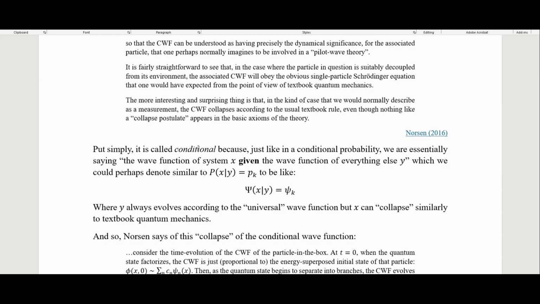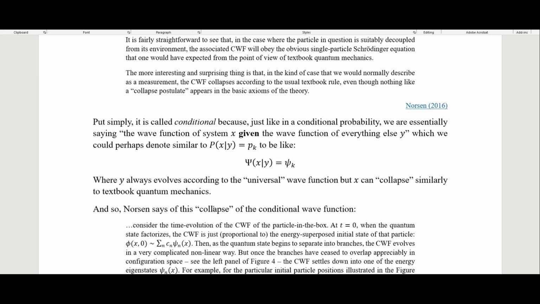It's called conditional because, just like in a conditional probability, we're essentially saying the wave function of a system X given the wave function of everything else Y, which we could perhaps denote similarly to a conditional probability. So it's the wave function for X given the wave function of all particles at other positions Y, where Y always evolves according to the universal wave function, but X can collapse similarly to textbook quantum mechanics.